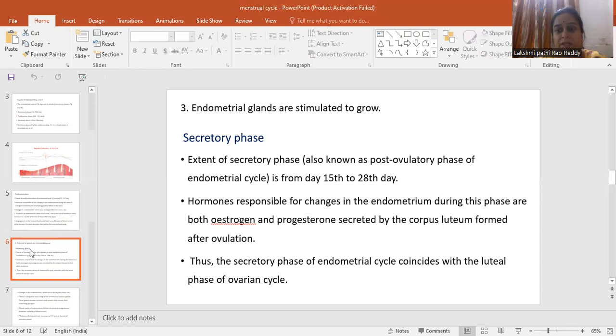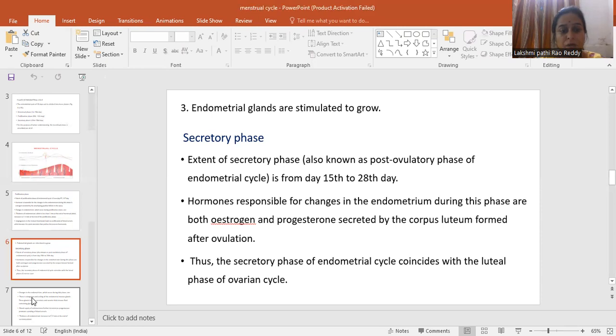The changes in the endometrium which occur at the time of the secretory phase are due to the hormone progesterone. There is a slight role of estrogen, but the most prominent role is that of progesterone. Progesterone is secreted by the corpus luteum, which is formed after ovulation.